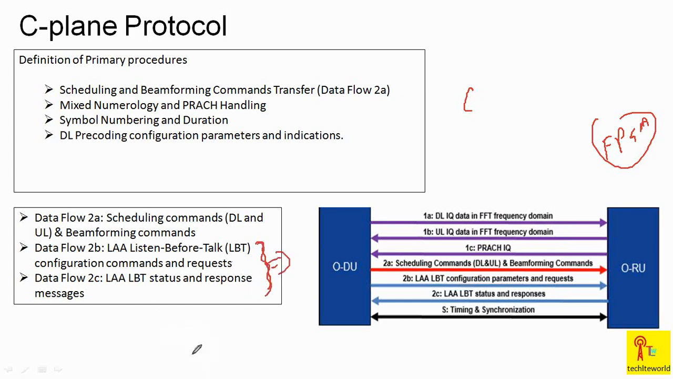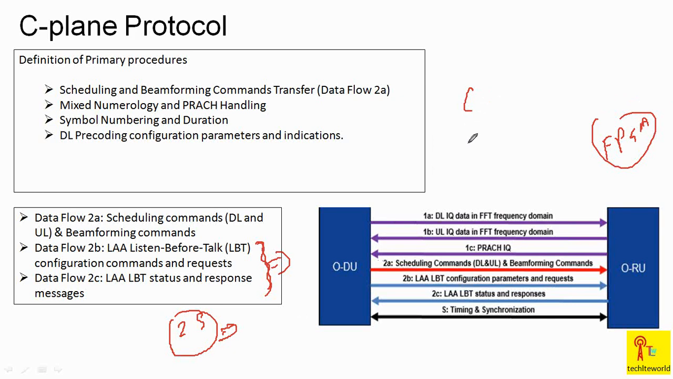LAA feature means the operator need not buy some dedicated spectrum from any government authority. That is free spectrum, like the Wi-Fi band, 2.4 gigahertz, 5 gigahertz, some spectrum is free. So that spectrum can be utilized by any operator, but it is free. So there might be chances that maybe 2 or 3 more people are using the same spectrum.